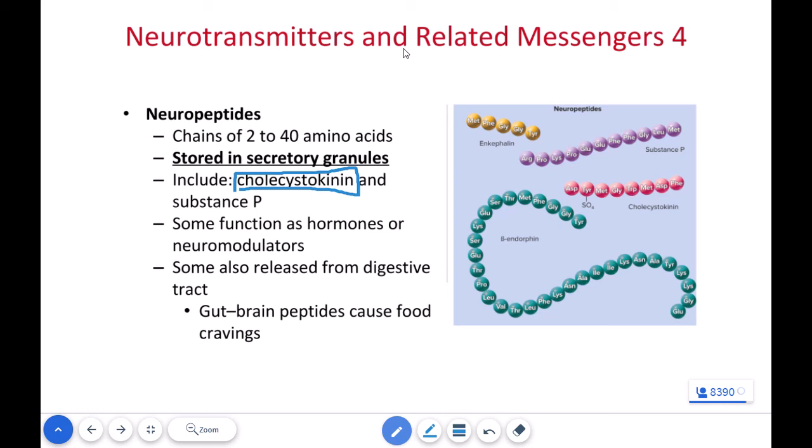We'll talk about cholecystokinin all the time when we get to the digestive system in Bio 314 next semester. That's a very key player for regulating digestion. We're also going to have substance P as well. Substance P is an additional neurotransmitter that helps to regulate digestive functions.